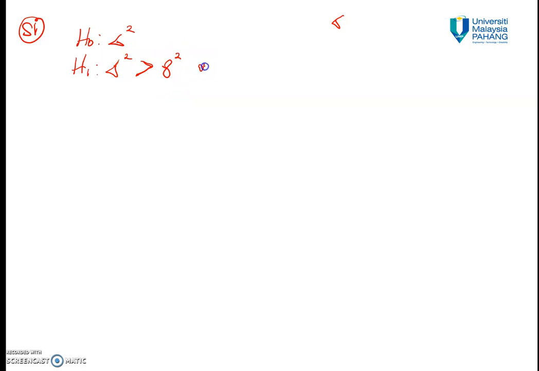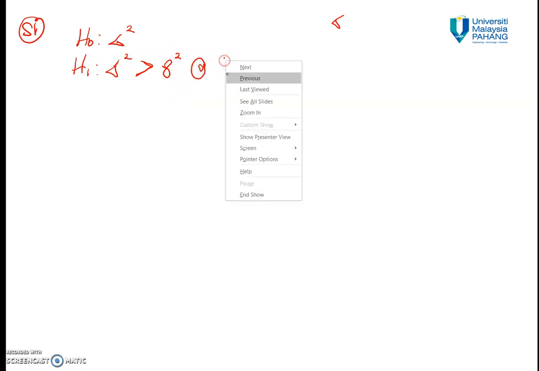Sometimes students put the value, 64. So here is the claim, because you get it from the question. So if here is greater than, the null hypothesis will be less than or equal to 8 square.